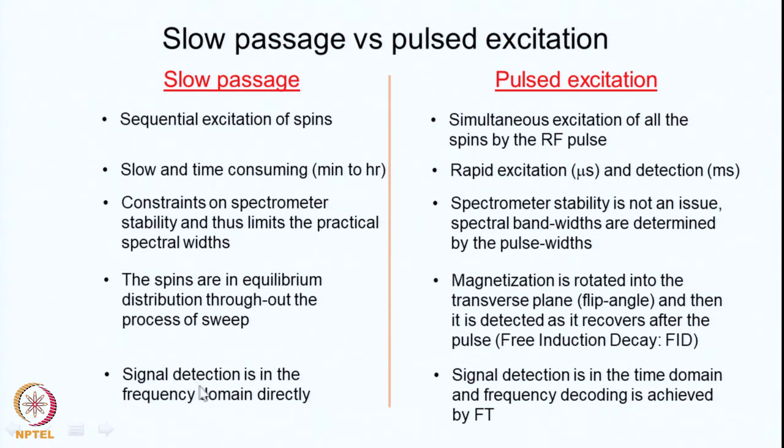Signal detection in the slow passage happens in the frequency domain directly, whereas in the pulse excitation, signal detection is in the time domain and frequency decoding is achieved by Fourier transformation. We said all the signals are excited at the same time, and the different magnetization components precess in the transverse plane. As they precess, they all individually induce signal in the detectors. Therefore, what we will observe is the superposition of all of these signal components from the various precessing magnetization. Therefore, this can be decoded by doing the process of Fourier transformation.